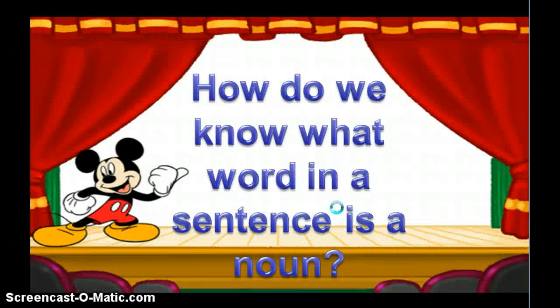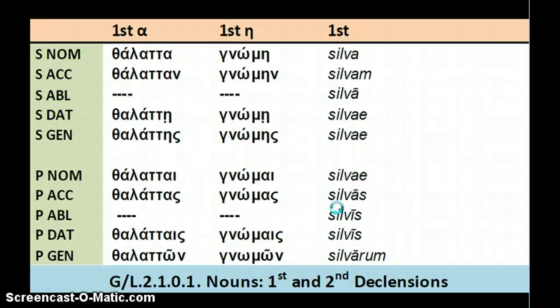Now the question, of course, is how do you know which word in a sentence is a noun? And as we saw in class, you really don't. Only you know is the definition. Not so for Latin and Greek. Because of the endings, these are unique endings. They will only occur for nouns or adjectives. And we haven't learned adjectives yet, so these are all nouns.